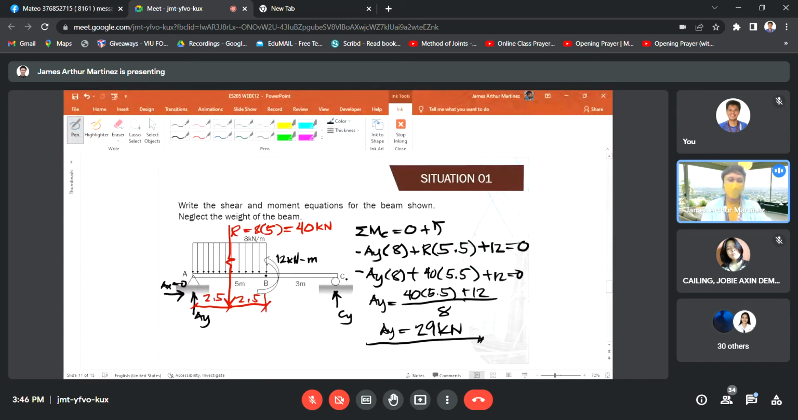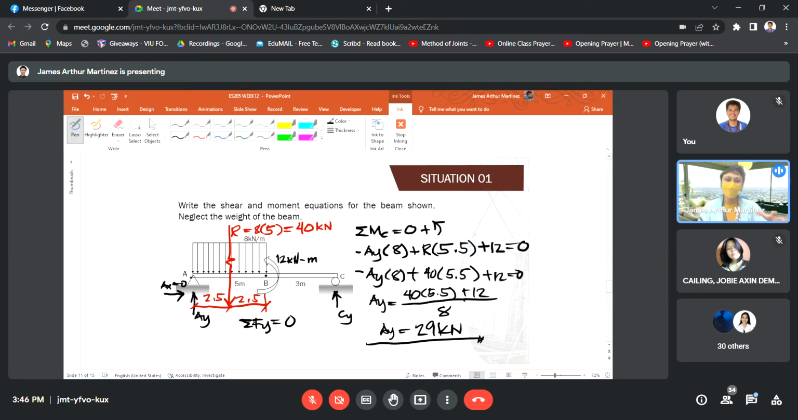Okay, so we have solved the vertical reaction at point A. So now CY. To solve for CY, it's easy. We can just take the summation of forces, vertical equal to 0. Or we can also take moments at point A.